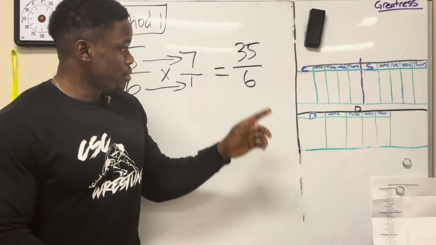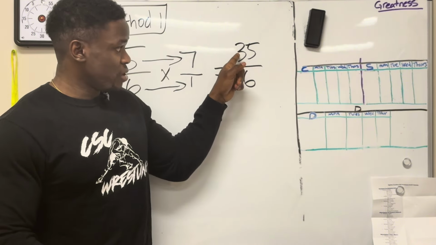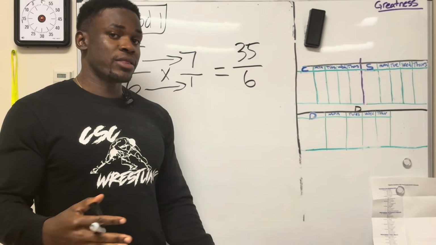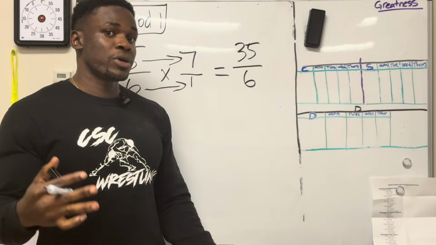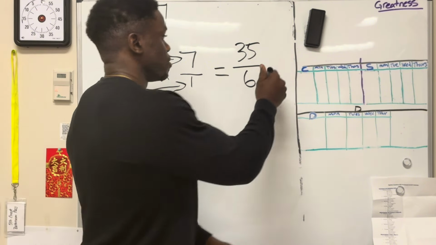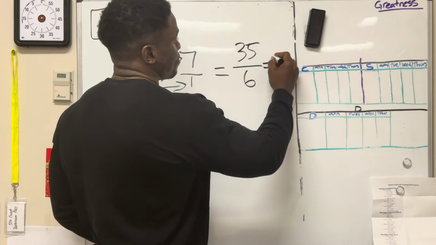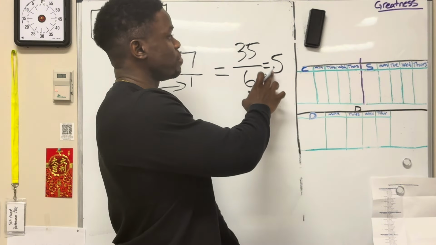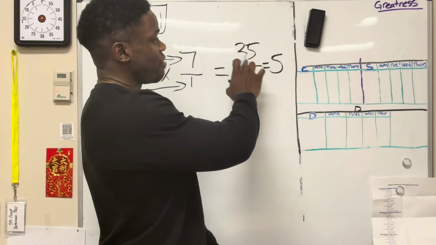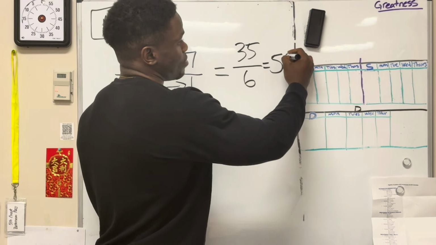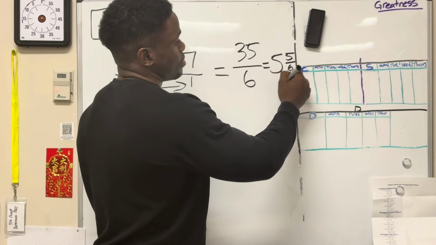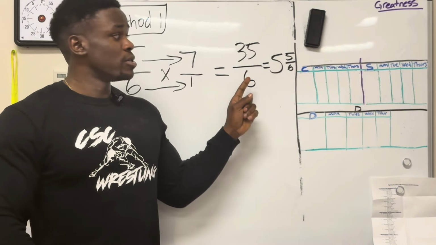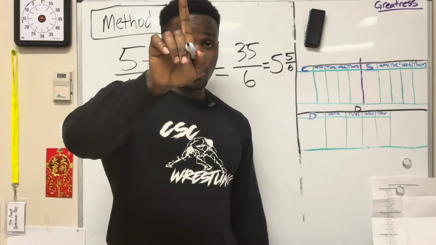So I know that 6 can go into 35 only 5 times, because 6 times 5 gives me 30, and 5 is the only number that will give me close to 35. So I write 5, and I will have a remainder, because 6 times 5 gives me 30, and my remainder will be 5 because I'm still missing 5. So it's going to be 5 over 6. My denominator will be the same as my denominator here. So that's my answer. That is method number 1.